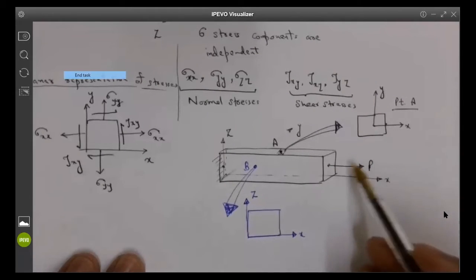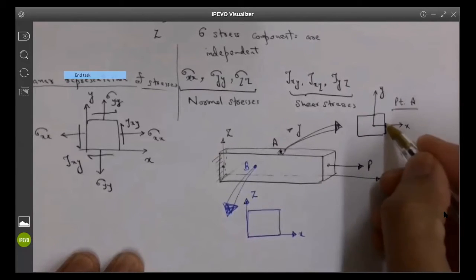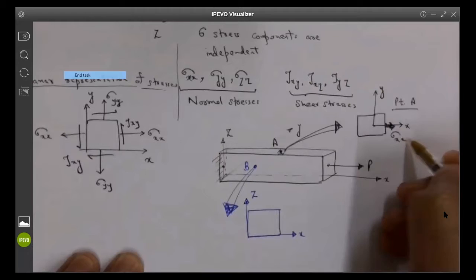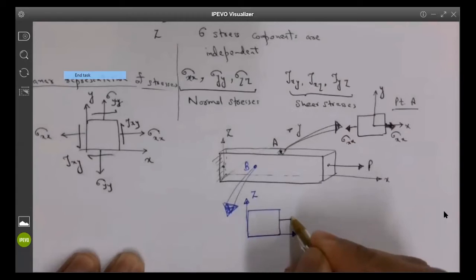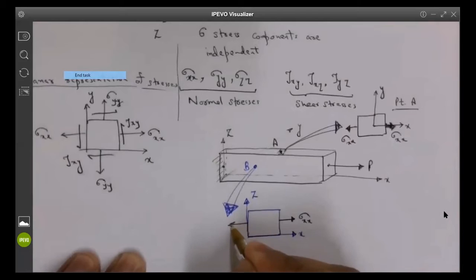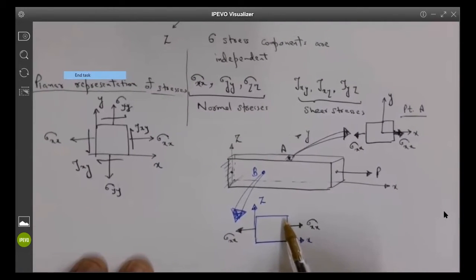Since it is only a uniaxial load, in this case I only have sigma xx, and here also I have only sigma xx. Uniaxial stresses will be present because of the uniaxial load. There will be no other stress component present. The other components, sigma zz and tau xz, are absent. You guys getting what I'm saying?